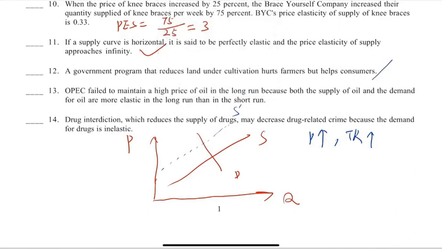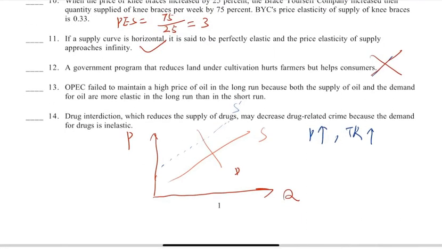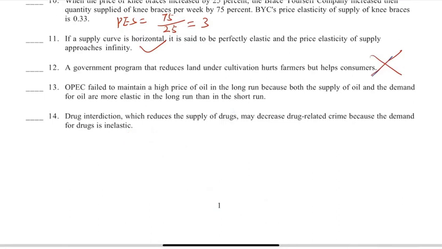13th, OPEC failed to maintain a high price of oil in the long run because both the supply and the demand are more elastic in the long run than in the short run. This one is correct, and it's the exact result we got from the lecture note. So I will skip this one and directly give you the answer.